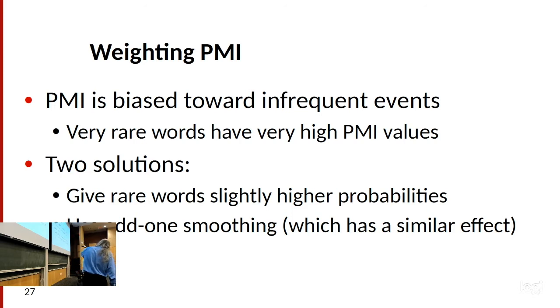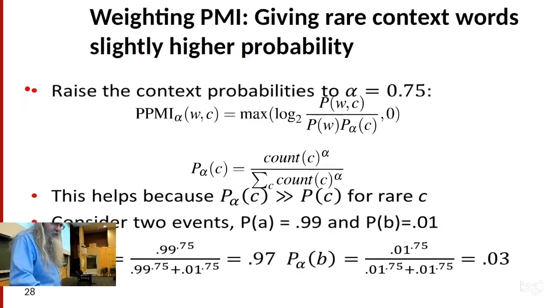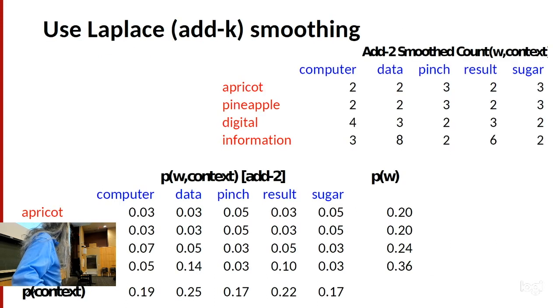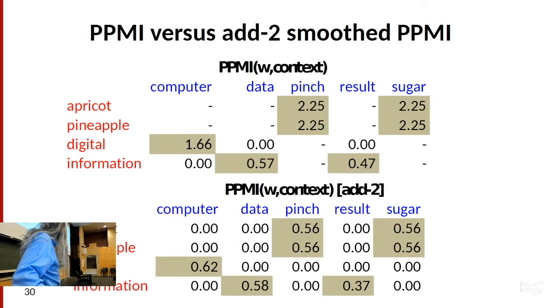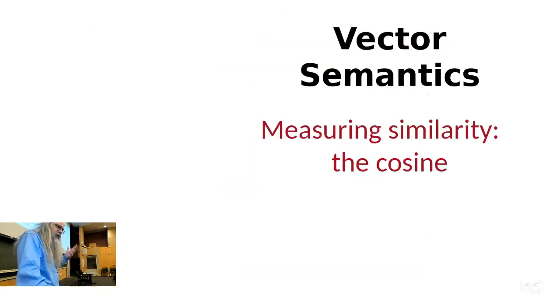Very rare words can have very high PMI, and we can try to get rid of that by various smoothing techniques to get better numbers, but this is really why we care about the positive ones rather than all of them. So we can smooth the data to be able to do that.